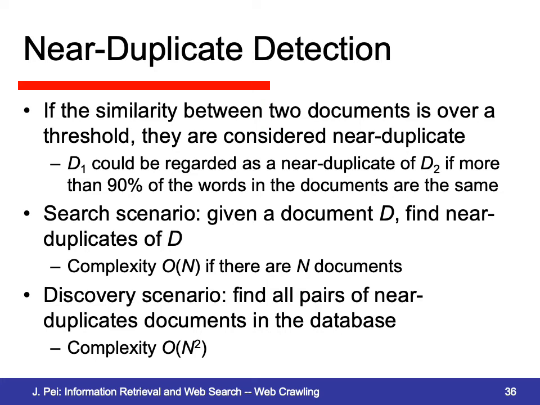In addition to the search scenario, we may also have the discovery scenario. In such a case, we are given n documents. We try to find all the pairs of near duplicate documents in the database. In this case, with a naive approach, we have to do a quadratic operation, because we have to compare every pair of documents.